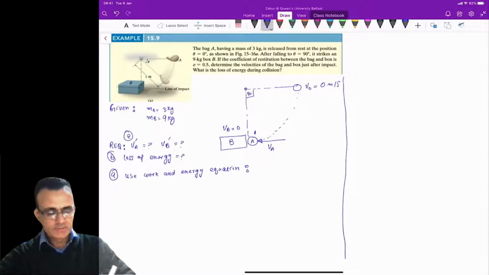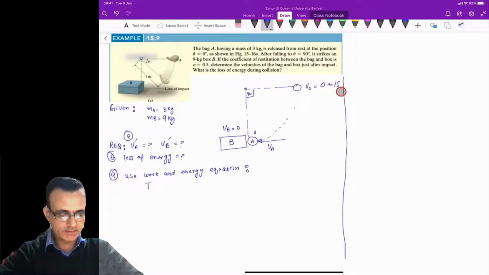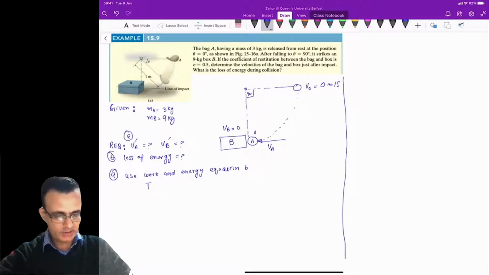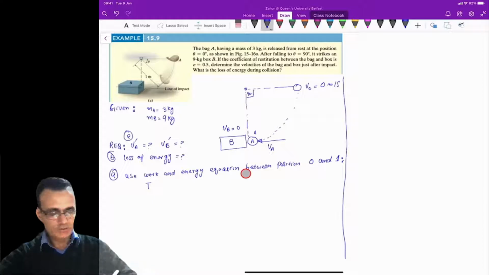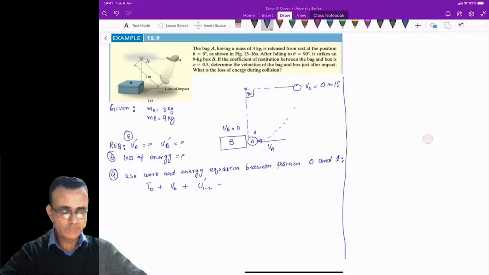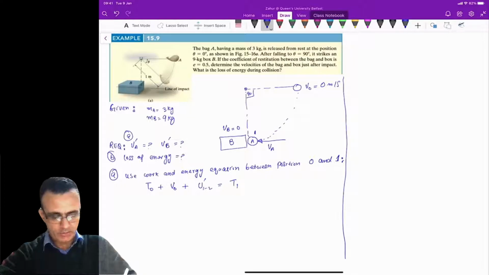the work and energy equation is that we are applying this between these two points, between position 0 and 1. So if we apply this work and energy equation, you will have the initial kinetic energy, which is T naught, plus initial potential energy, which is V naught, plus the work done between position 0 and 1, and then you have T1 plus V1.